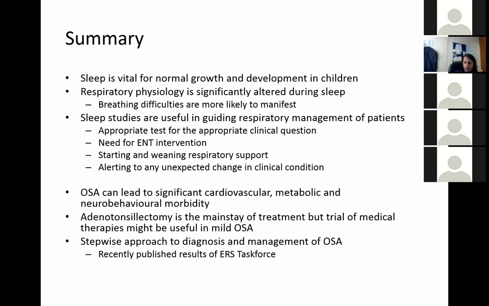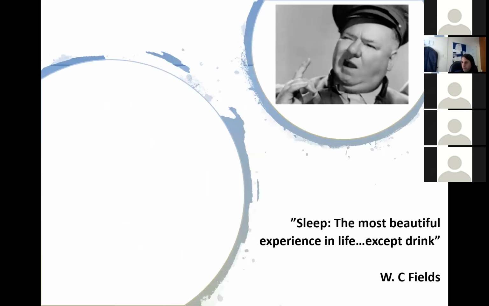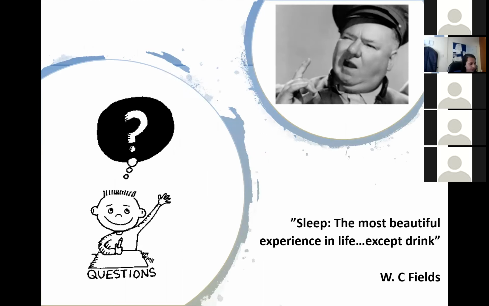And I haven't had time to show you, but there's been a recent ERS task force which gives you a very nice flow chart to guide your investigation and management of children you suspect with OSA. I'd like to finish on W.C. Fields saying that sleep is the most beautiful experience in life except for drink. And I've got a few minutes for questions if there are any.